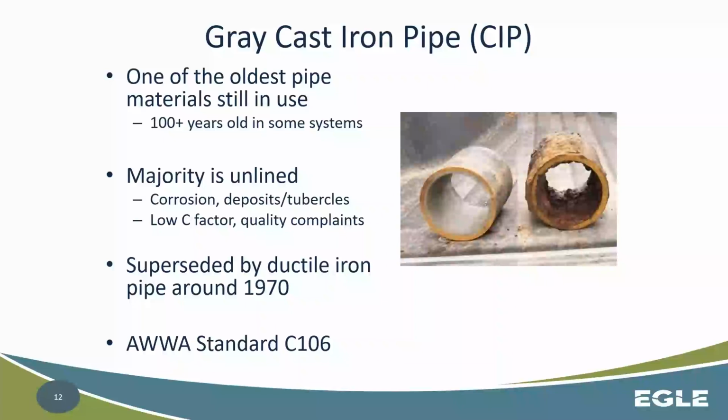So that house is just getting high deposits of iron that are coming off that unlined cast iron. Okay. So the majority of that cast iron, as it says there, is unlined. That leads to that corrosion, those deposits, tubercles, things like that. Again, typically leading you to poor aesthetic water quality. The cast iron was superseded by ductile iron, which we'll talk about in a moment. And then there's an AWWA standard for it, C106. Okay.